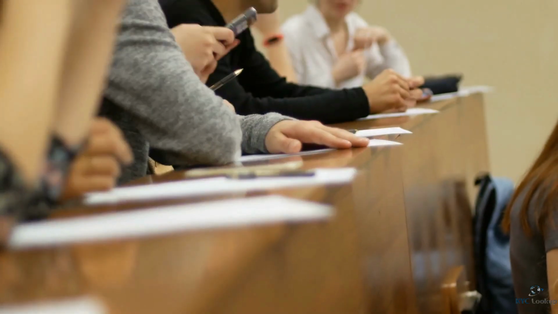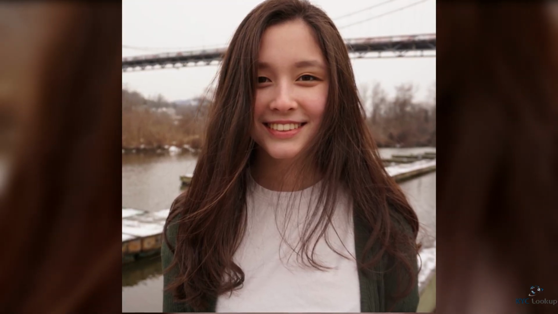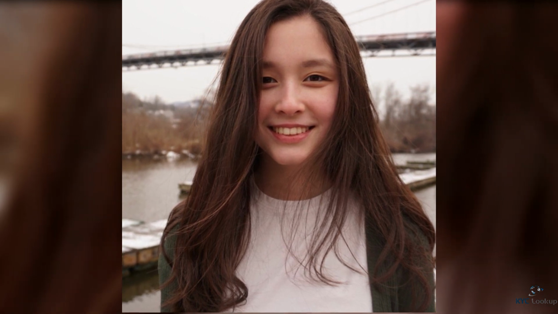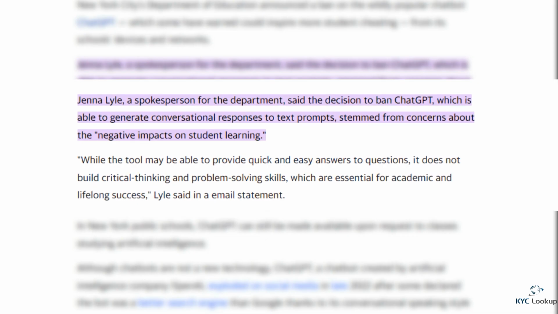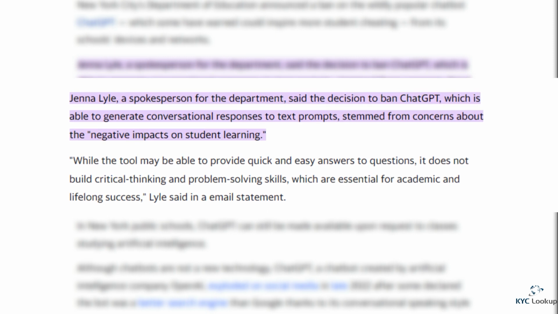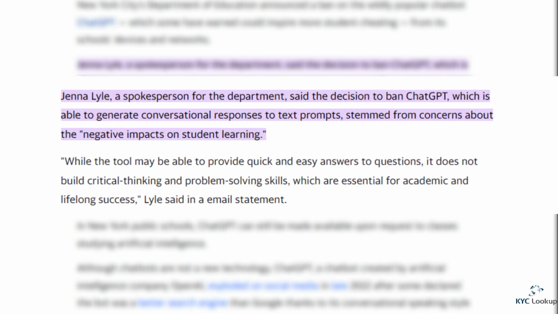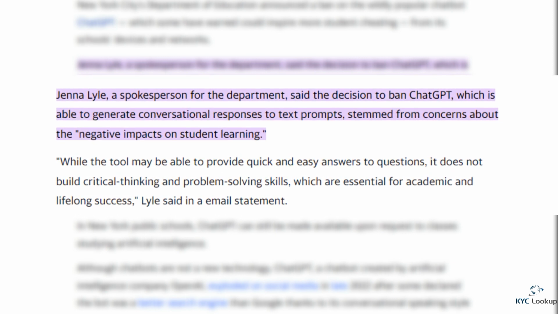In New York City, the schools district has jumped on the disadvantages of its pupils using such technology and have actually banned its students from using it. In a statement from Jenna Lyle, who is a spokesperson for the New York City Department of Education, she states that the decision to ban ChatGPT, which is able to generate conversational responses to text prompts, stemmed from concerns about the negative impacts on students' learning.